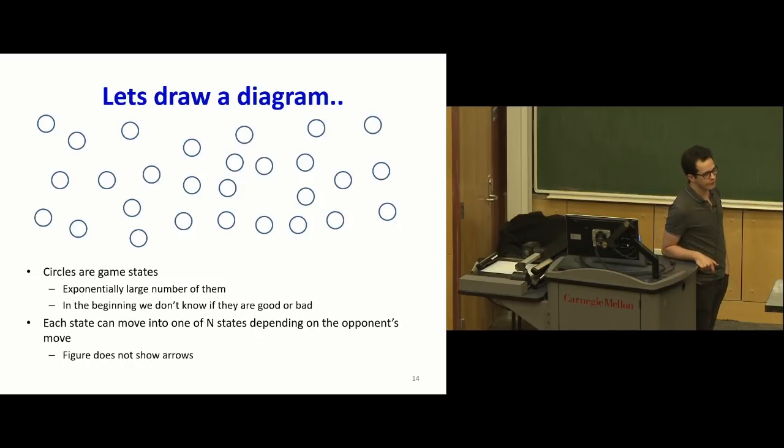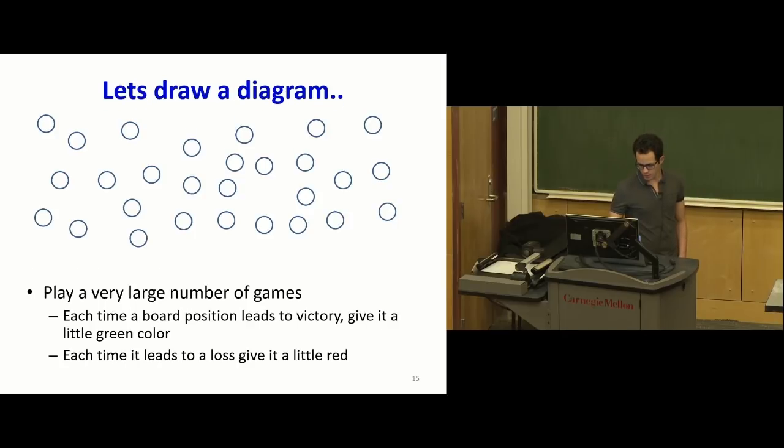There is a lot of them, really a lot. And in the beginning, you have no idea whether there are good positions for you or bad positions. So let's say you're playing games, a very, very large number of them. Some of them you're going to win. And every time you win a game, you're going to give a little green color to all the board positions that you used during the game. And every time you lose, you give it a little red color.